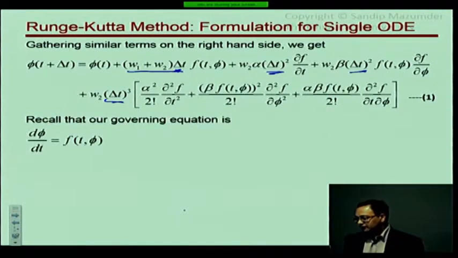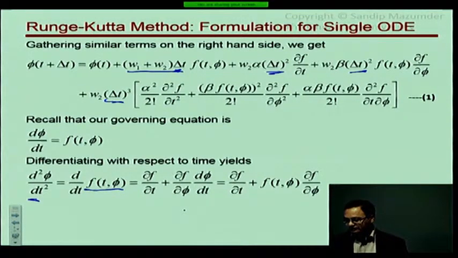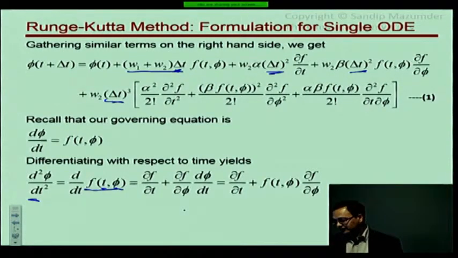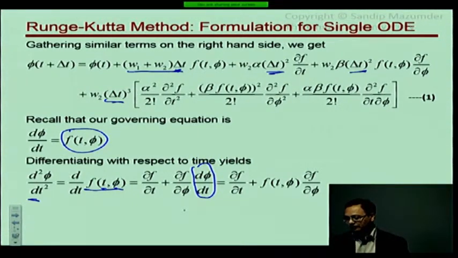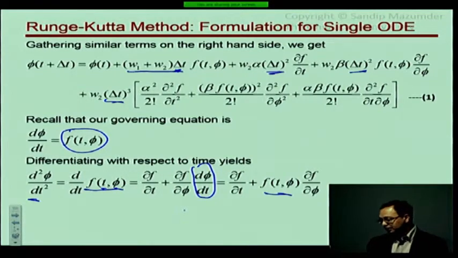Which is to be expected because this is a Taylor series expansion in time. Our governing equation is this. If we differentiate this with respect to time one more time, the second derivative with respect to time would be d dt of f, and because it's a function of two variables, we can write that as df dt plus df d phi times d phi dt. And this guy here is the same as that from the governing equation, so we plug that in here. So that's our d square phi dt square.